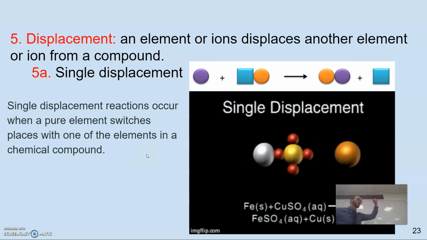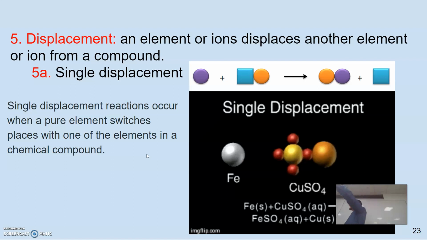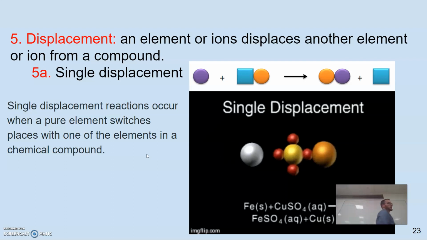So far we've looked at synthesis, decomposition, combustion, reactions of acids, now onto displacement. Displacement occurs when an element or an ion displaces another from a compound. There's two types of displacement. One is called double, one is called single.